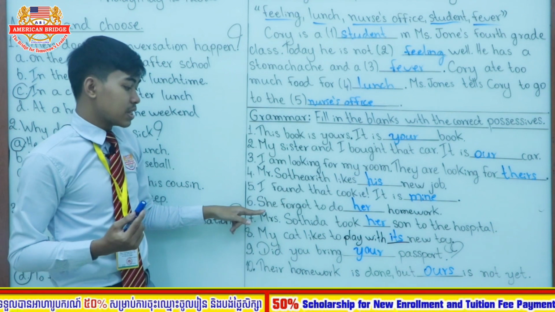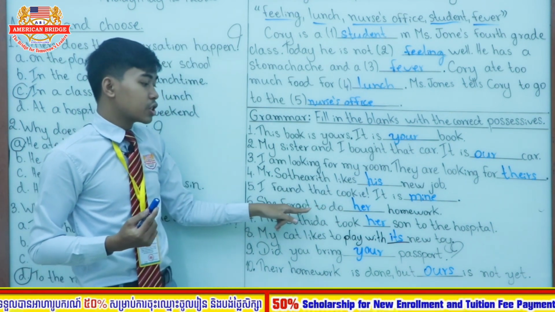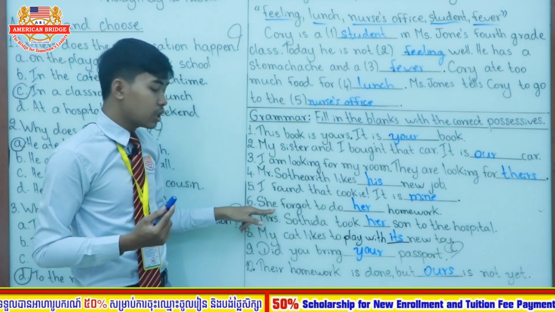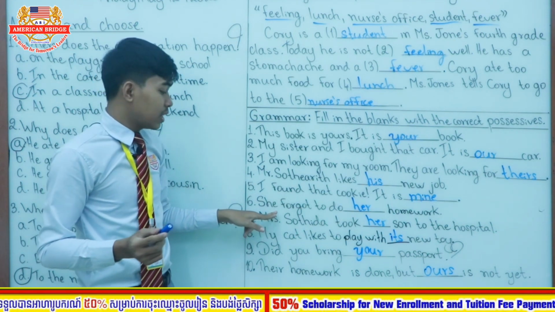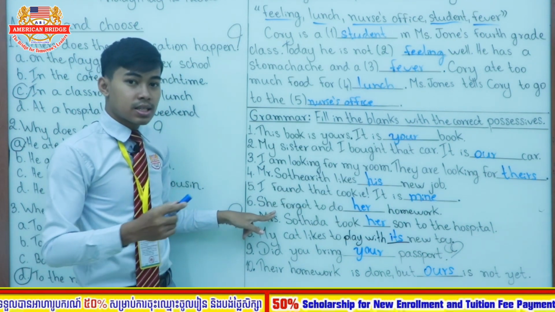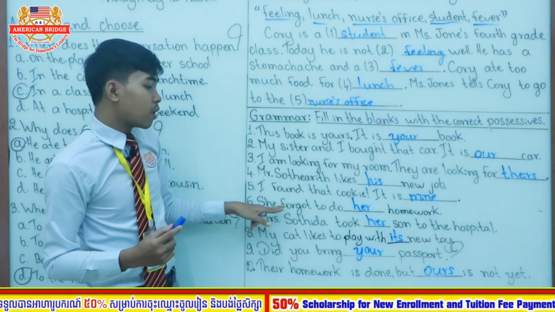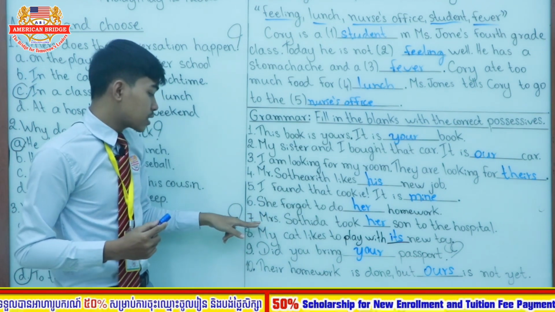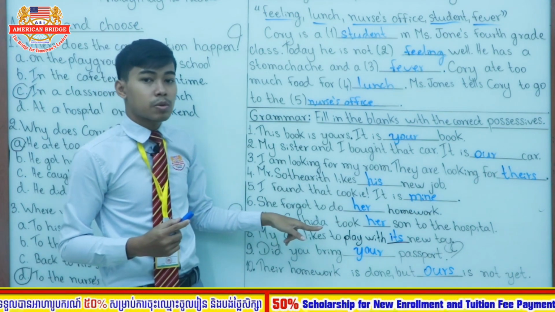Let's go to number 6. Can you read number 6? Yes, she forgot to do her homework. Here we read she. The sh sound is different from the s sound. The s sound we read s, and the sh sound we read sh. So she forgot to do her homework. Let's go to number 7. Mrs. Sotida took her son to the hospital.